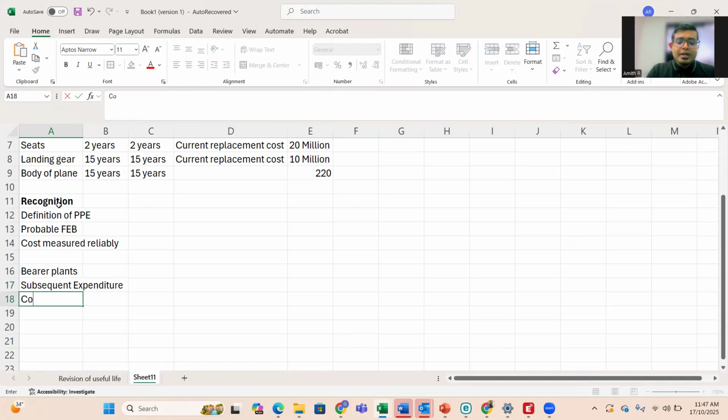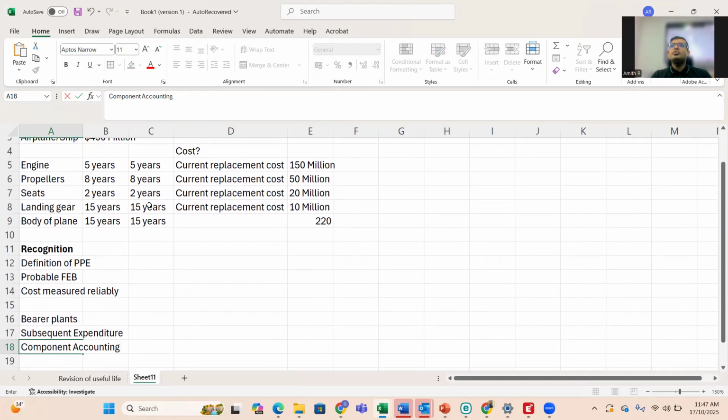Now there is component accounting also. Now tell me, I'm not selling the full plane, but I am replacing the engine after 5 years. Would that engine be capitalized? Because it is a separate asset, it would be capitalized, provided the previous asset is de-recognized. I can't just keep both. You have to de-recognize the previous asset and recognize the new asset when you are doing component accounting.